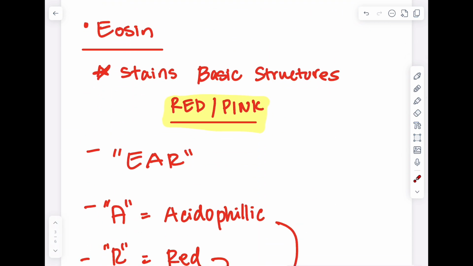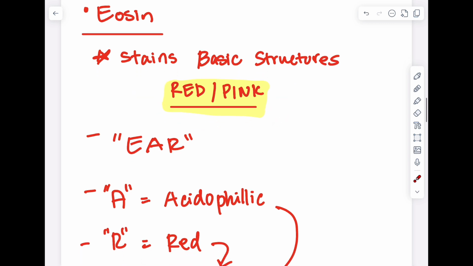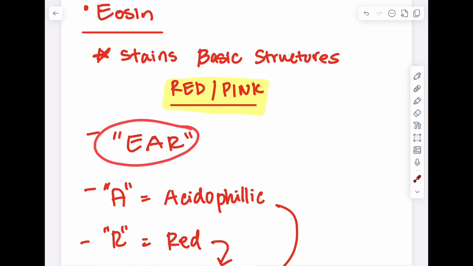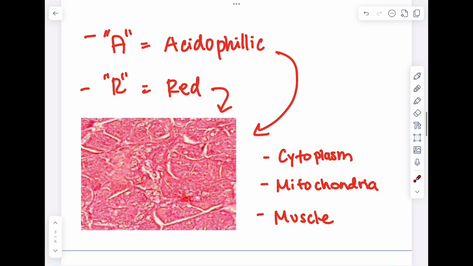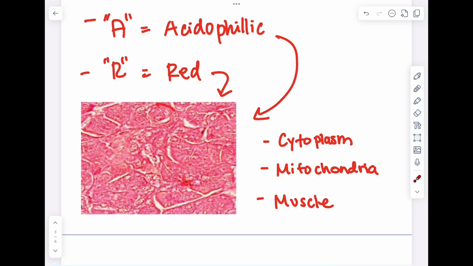Now, eosin, on the other hand, stains basic structures red and pink. A good way for us to remember this is the mnemonic EAR. Okay, so E for eosin, A for acidophilic, and R for the color red. Okay, and this can be depicted here on the bottom left.